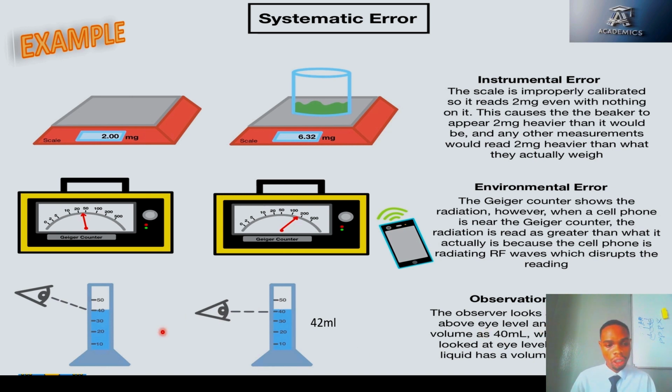Also, observational error. You can see here, instead of looking at the lower meniscus, the person is looking at it from above the lower meniscus. The person will interpret this reading as 40 mL, but in reality, when you look at the lower meniscus at normal eye level, it gives you 4 mL. These are observational errors, also called human error or personal error. Error can come anytime. Systematic error is very difficult to eradicate, and it will affect the accuracy of your result. You understand? Systematic error affects the accuracy of our result.